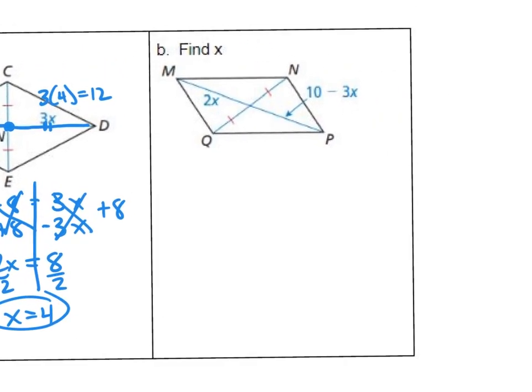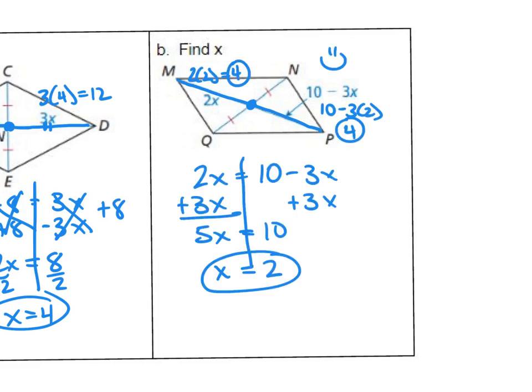Last example, I know it says B, but that meant C, but I want you to try and figure out what x is and the length of those sides. Here's your diagonal. You have M all the way to P, and notice this point right here is that halfway point being cut in half by Q to N. So go ahead, pause the video, try this one on your own. All right, so solving here, you should get x equals 2. Plugging 2 into both those pieces, you would get 4 and 4 apiece.